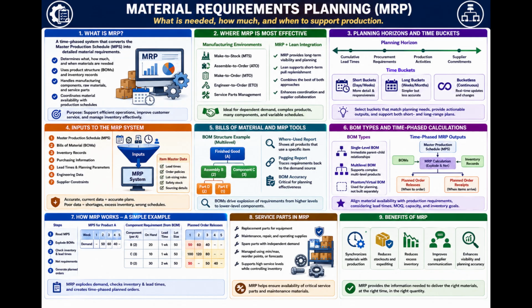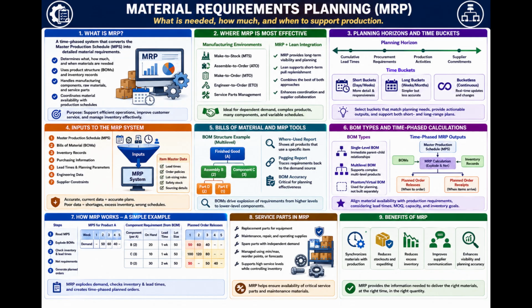MRP is generally favored in environments where products contain multiple levels of components and where demand for materials is dependent on planned production. Make-to-stock, assemble-to-order, make-to-order, and certain engineer-to-order environments often benefit from MRP because of the complexity of coordinating material flows. Although lean systems emphasize pull replenishment and reduced inventory, MRP continues to provide value by supporting long-term planning, supplier communication, and visibility into future material requirements.